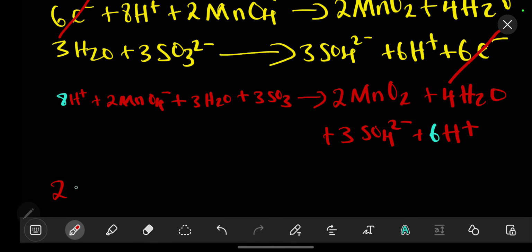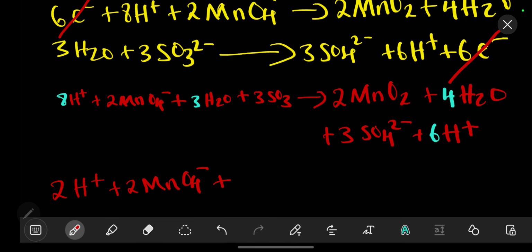So we have our 2 H plus like that. Then we have plus our 2 MnO4 negative. Then look at your water. So this side you have 4 of them, here you have 3 of them. So that means to say you will only have 1 more of water. So it will be a 4 minus 3, which will be 1.